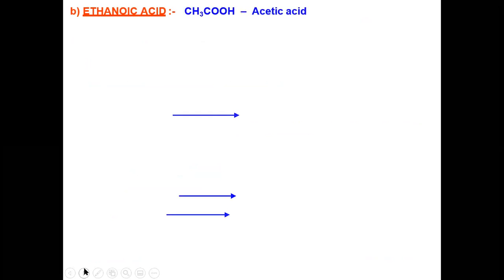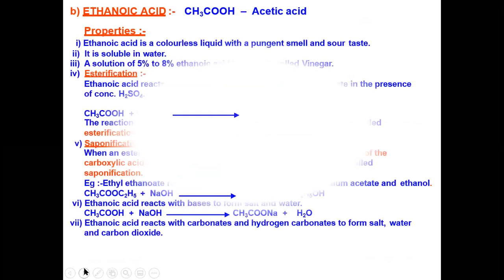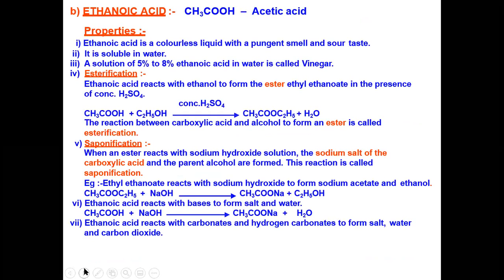Now we will discuss ethanoic acid. The formula of ethanoic acid is CH3COOH. Common name is acetic acid. The properties of ethanoic acid: it is a colorless liquid with a pungent smell and sour taste. It is soluble in water, and a solution of 5 to 8% ethanoic acid in water is known as vinegar.